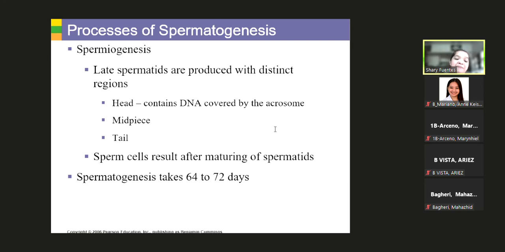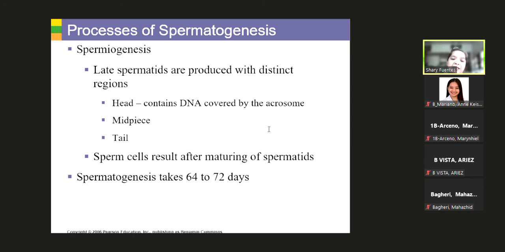And then, the middle piece, the mid piece contains the mitochondria. And the mitochondria is arranged in a spiral. So makikita mo dito sa picture, may spiral parang itsura niya. Kasi the mitochondria, we all know, is the one that provides the ATP. Para may energy si sperm na mag-move ng kanyang tail, makapropel, and they can travel well.